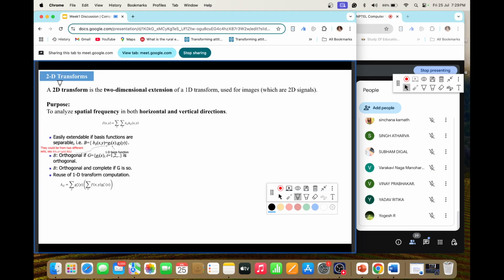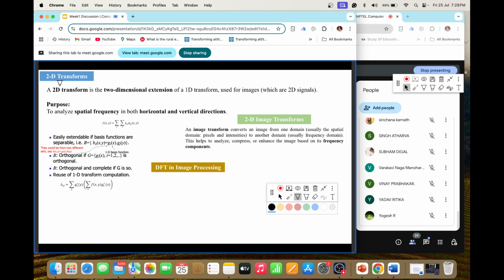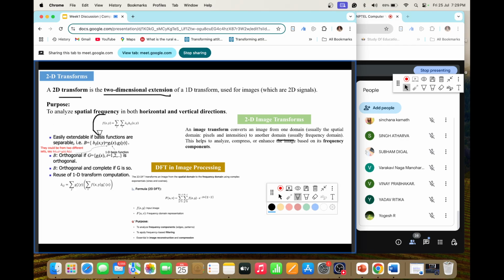Okay, now this is the 2D transform. Our image is 2D data, a 2D signal. The 2D transform is two-dimensional because the image has width as well as height. That is why our image is 2D data. So a 2D image transform converts from one domain, usually the spatial domain, to another domain, that is the frequency domain. Same thing, so this is how you write the signal in 2D.